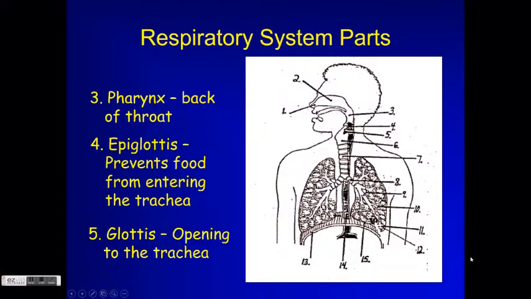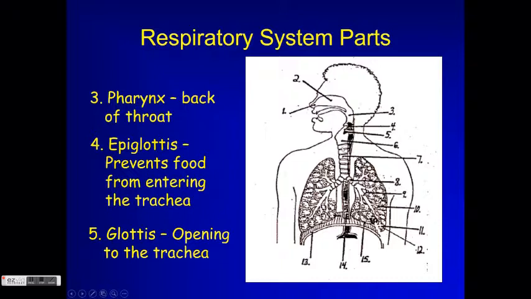The epiglottis is a flap. The flap covers an opening called the glottis. That prefix epi means about or above. And so this flap that is above or near or on top of this opening called the glottis, that's how it gets its name. Anyway, the glottis is the opening to the trachea.